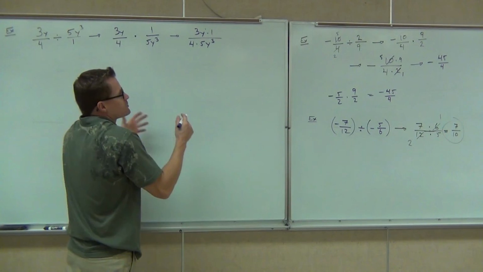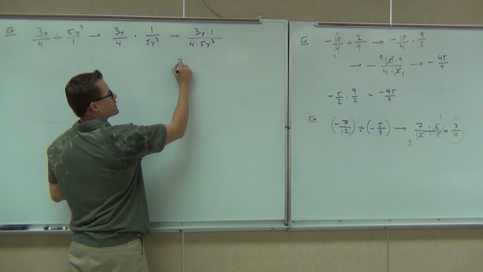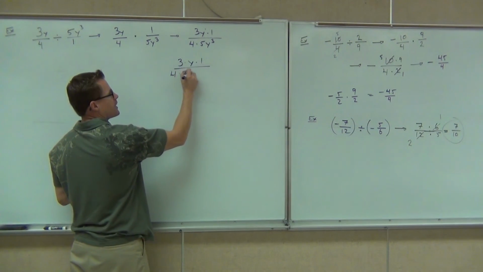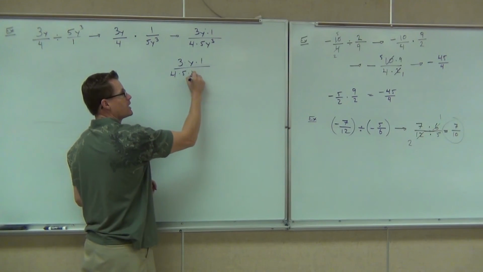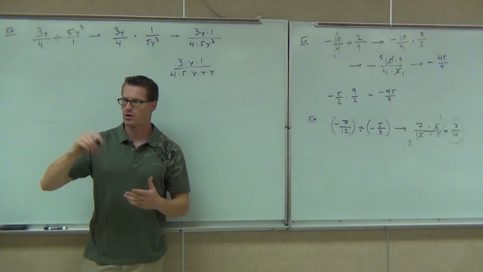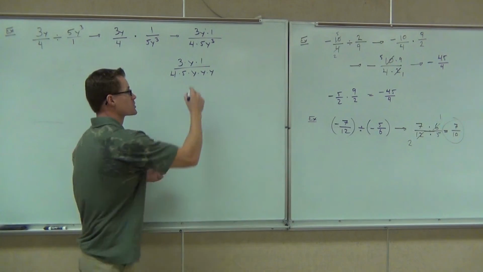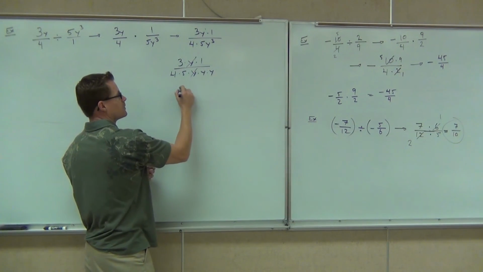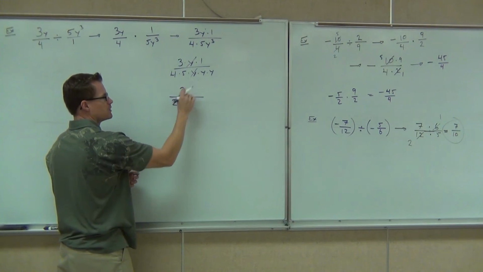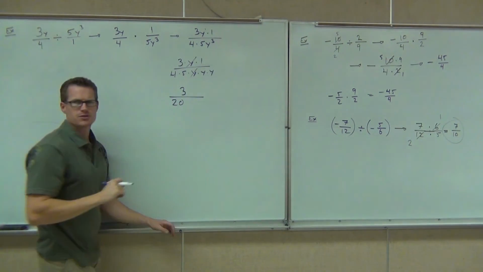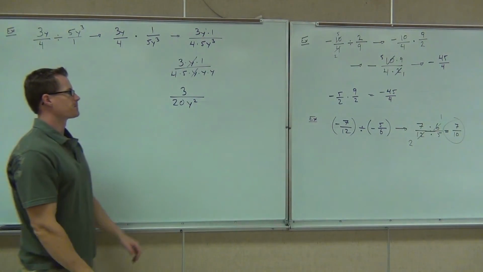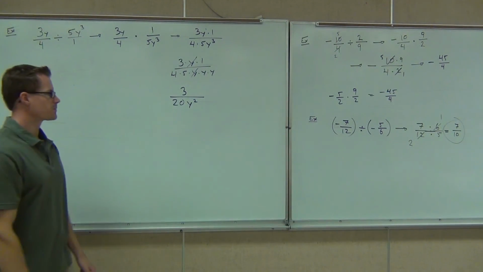Or, if that doesn't really flow with you, think about it as 3 times y times 1, and 4 times 5 times y to the third, which means y times y times y. That's y to the third. How many y's can I cross out? 1. And then you're still going to get 3. Here you're going to get your 20. And here you have, what's left? Y squared. You get the 20y squared.